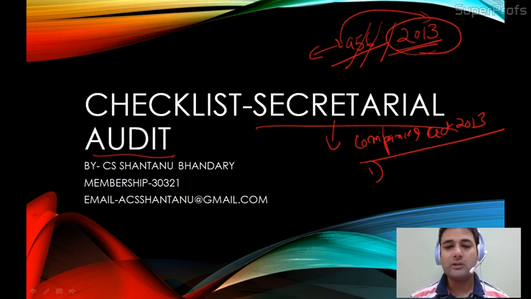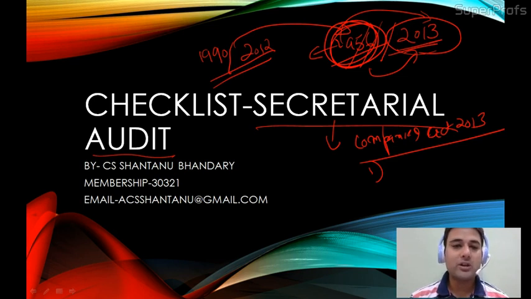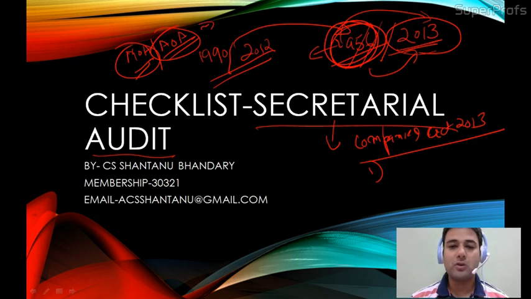But you will appreciate that there are so many companies in India which may have been incorporated, let's say, in the year 1990, or in the year 2012. All those companies were following the provisions of 1956. But now, with the application of 2013, directions were issued by the MCA or the ROC that all companies need to amend their MOA and AOA as per the provisions of Companies Act 2013. This is the amendment that I'm talking about.